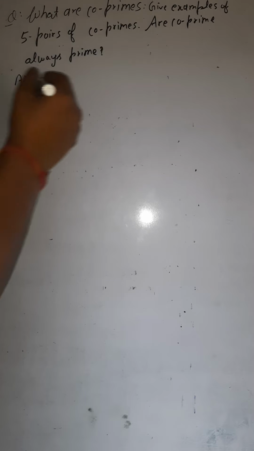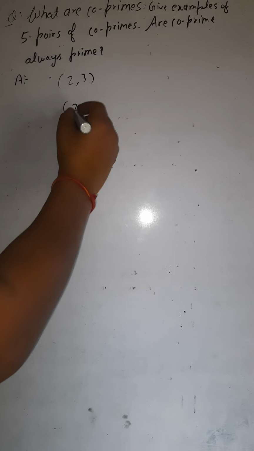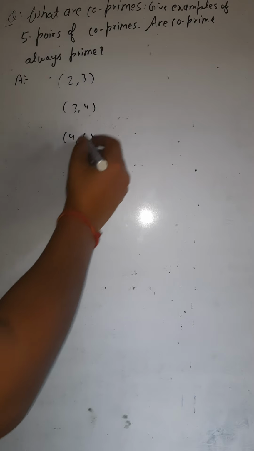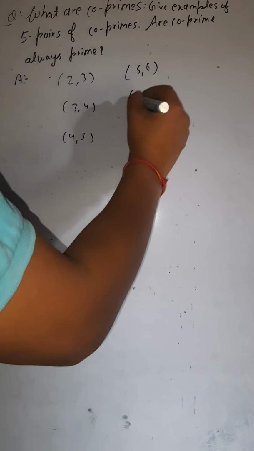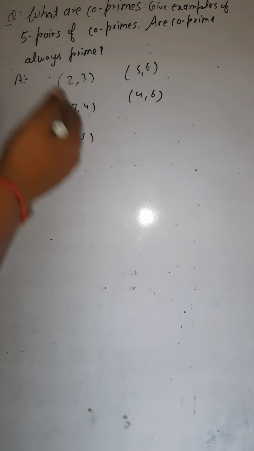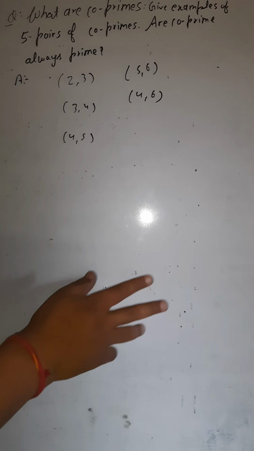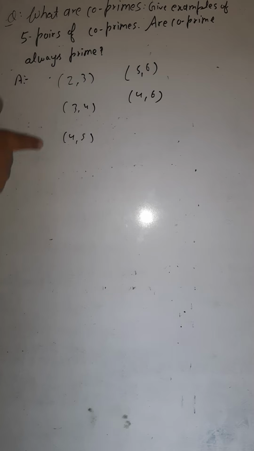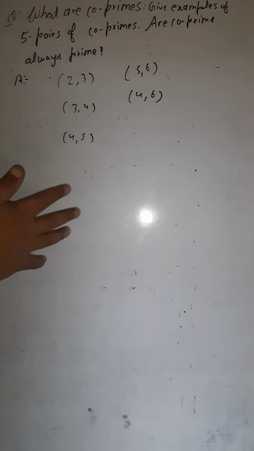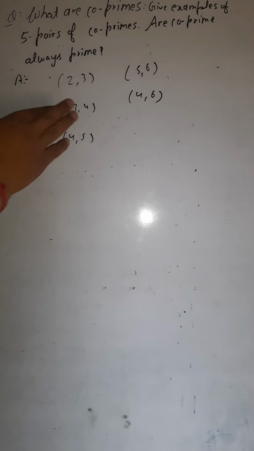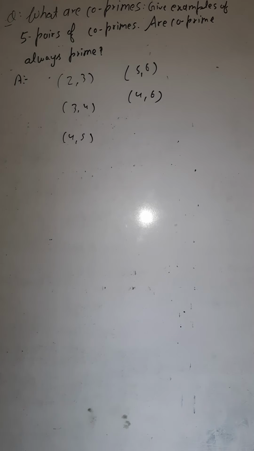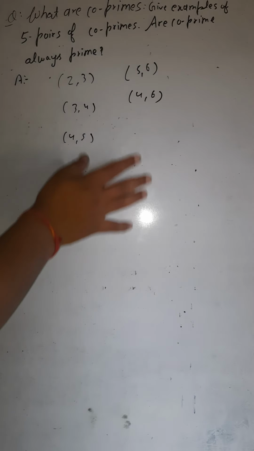Let's take some examples here. I'm writing some examples: 2 3, 3 4, 4 5, 5 6, 4 6. I have taken some examples, so let's check whether these are pairs of coprimes or not. In the case of twin primes, there should be a gap of a composite number, but here it is not necessary. There can be a gap, or there cannot be a gap. It is not a necessary condition here.